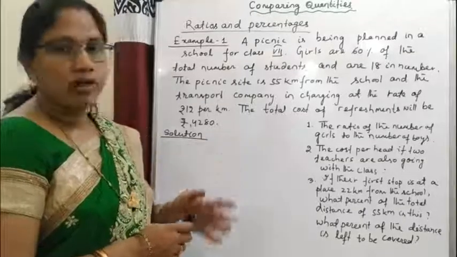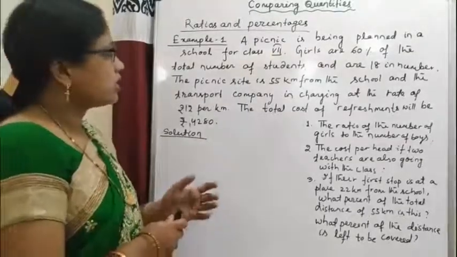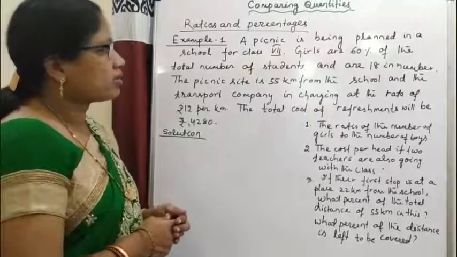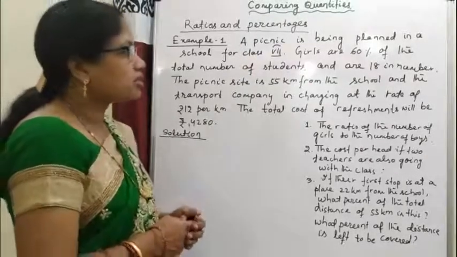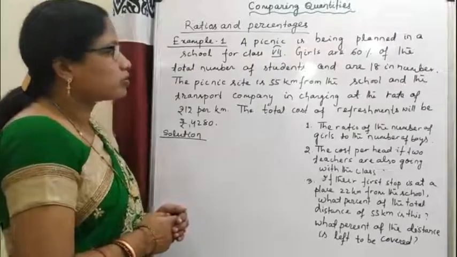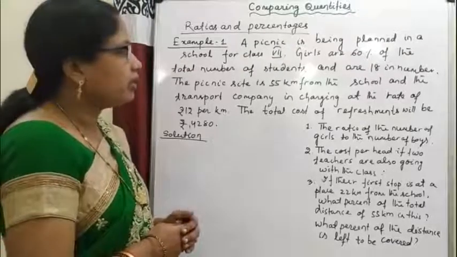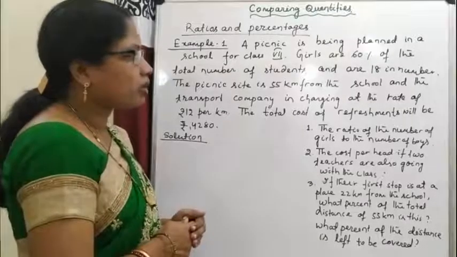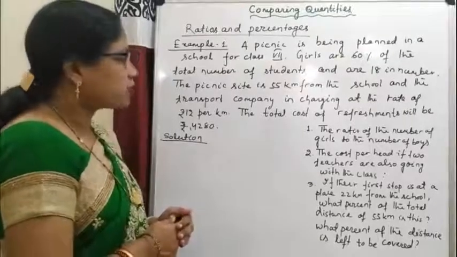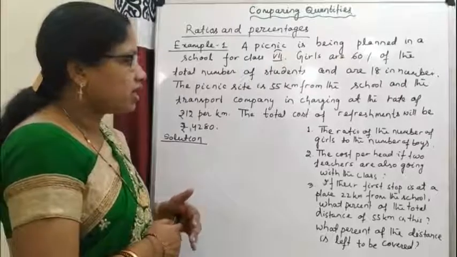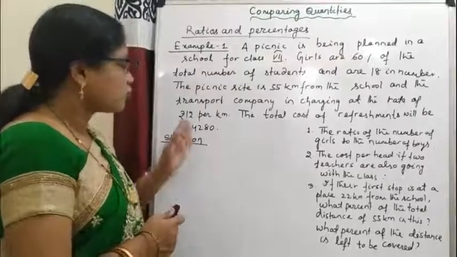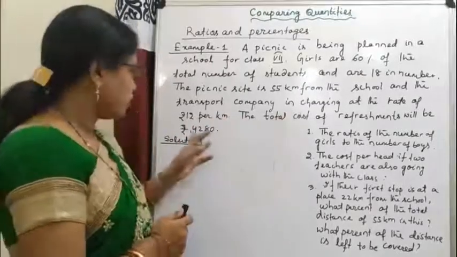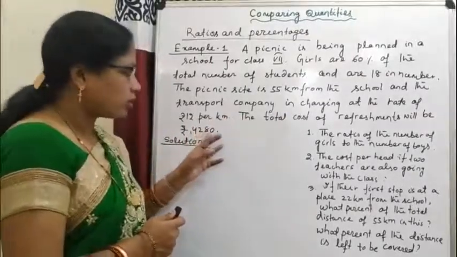Let us solve one example. The question is like this. A picnic is being planned in a school for class 7. Girls are 60% of the total number of students and are 18 in number. The picnic site is 55 km from the school and the transport company is charging at the rate of rupees 12 per kilometer. The total cost of refreshment will be rupees 4,280.